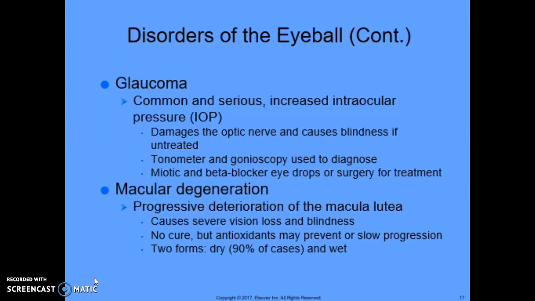Macular degeneration. Macular degeneration is progressive deterioration of the macula lutea, and it causes severe vision loss and blindness. There is currently no cure, but they've found that antioxidants may prevent or slow the progression. There are two forms, dry, which is 90% of the cases, and wet.